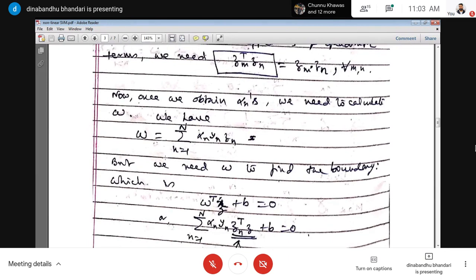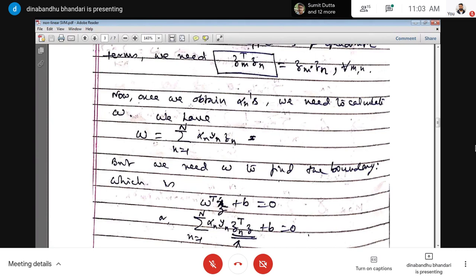Now, instead of finding W explicitly, what is the equation of the boundary? W transpose Z plus B. And another thing, how do you predict in which class a particular point, say Z, belongs to? You put this unknown point Z into this expression, W transpose Z plus B. If it is greater than 0, then we classify that point in the plus class. If W transpose Z plus B is negative, we classify it in the minus class.